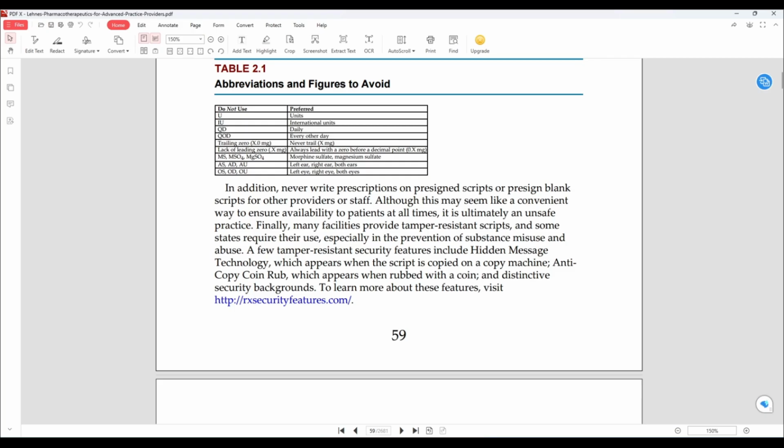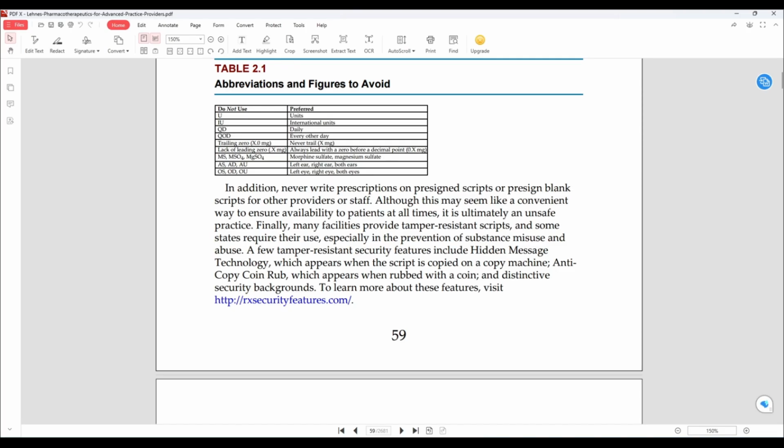In addition, never write prescriptions on pre-signed scripts or pre-signed blank scripts for other providers or staff. Although this may seem like a convenient way to ensure availability to patients at all times, it is ultimately an unsafe practice.